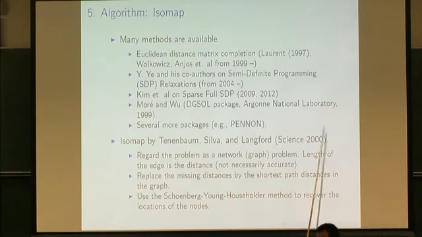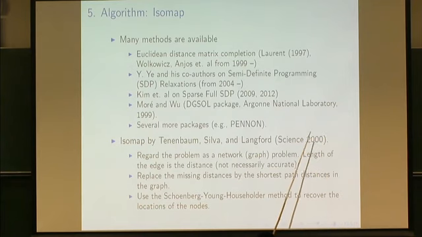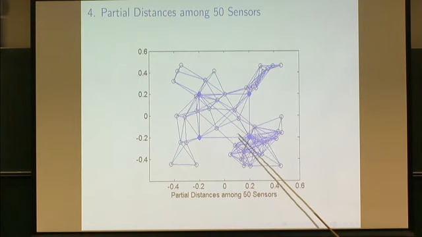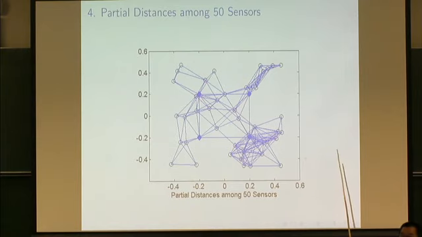So what they do is this. They treat this problem as a network problem, a graph, and some distances are missing. Then they say, all right, for those missing distances, I replace them with the shortest path distance, because you have a graph.